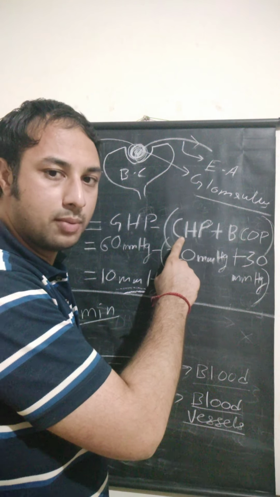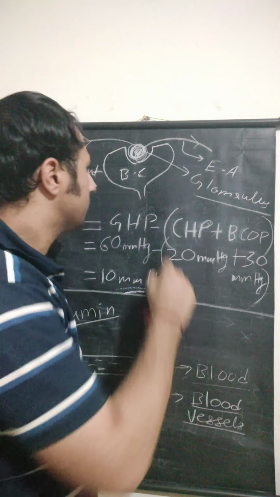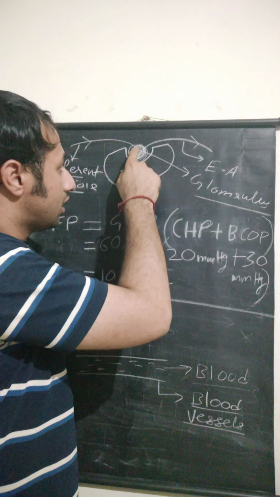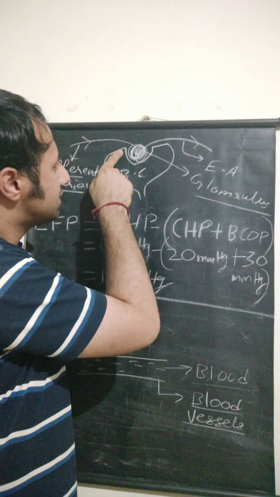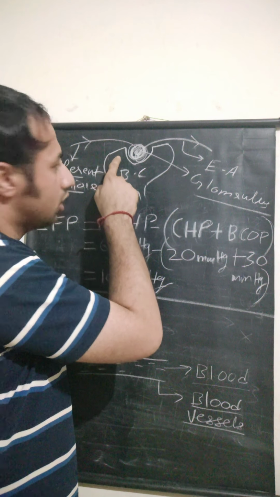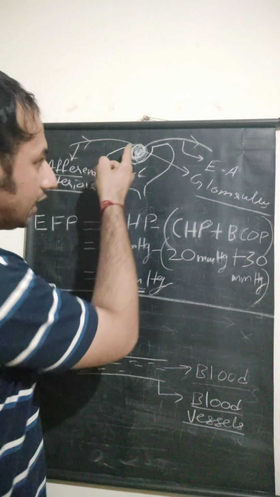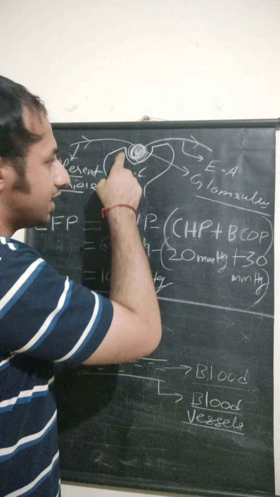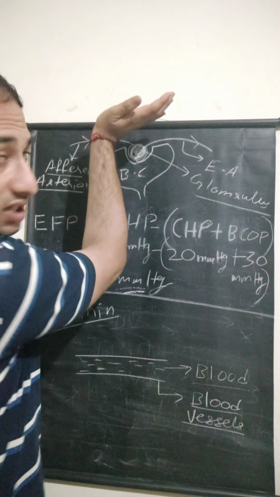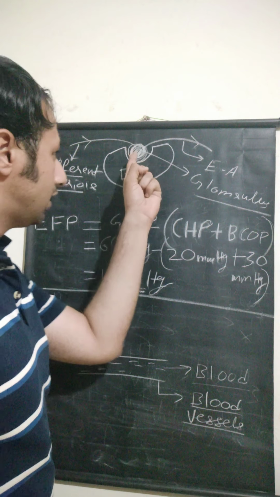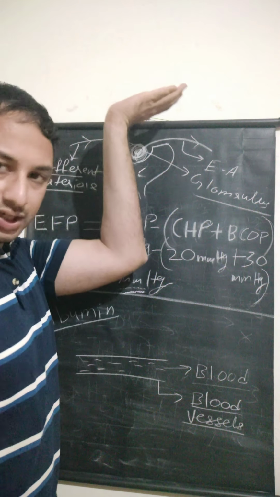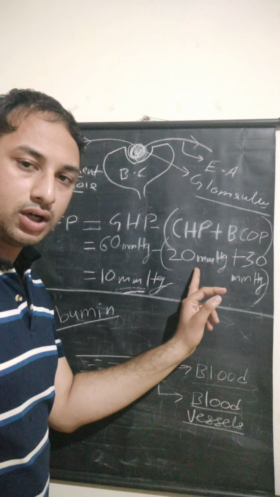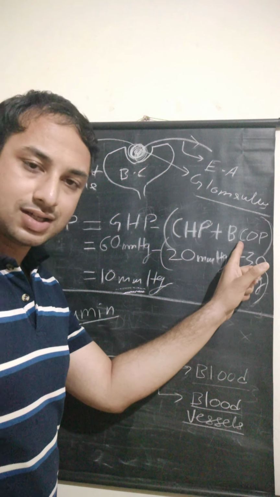Now, the capsular hydrostatic pressure. When a part of blood is filtered because of the blood pressure and comes into the lumen of the Bowman capsule, the epithelium of the Bowman capsule applies opposite pressure to that filtrate. The filtrate is coming downward into the Bowman capsule, but the epithelium applies opposite pressure so that the filtrate should not come inside. That is the capsular hydrostatic pressure, and its value is 20 mmHg.